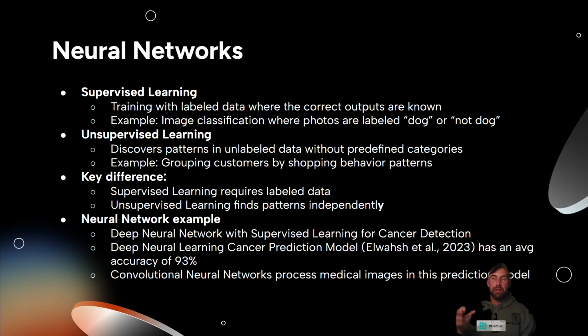So again, the difference there is in supervised learning, you train the model on labeled data. In unsupervised learning, you do not have labeled data.